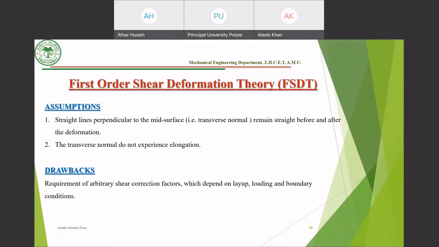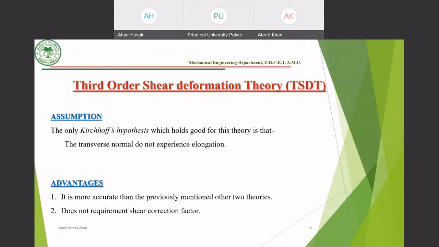Now, the drawback associated with this theory is that it requires an arbitrary shear correction factor, which is always a pain to calculate because you need to calculate an extra factor, which depends upon the layup, the loading condition, and the boundary condition. And for that, we have the third order shear deformation theory, where we do not need any shear correction factor. It is more accurate than the previously mentioned two theories.